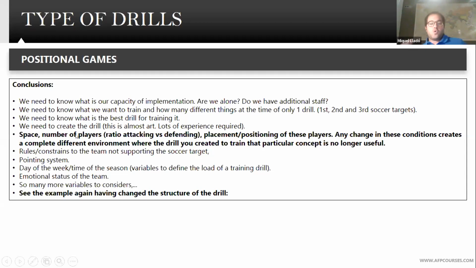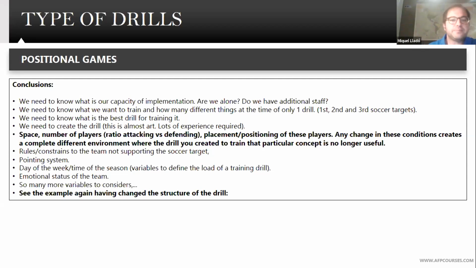Once I know who I can count with, once I know what I want to train, maybe I need to pick the best drill for it. If precisely I'm targeting a foundation for a fullback, definitely I need a positional game, or I could also have used an SSP. Maybe the SSP would have given me more specificity on that fullback to show him in a match situation what I want to do according to my game model.